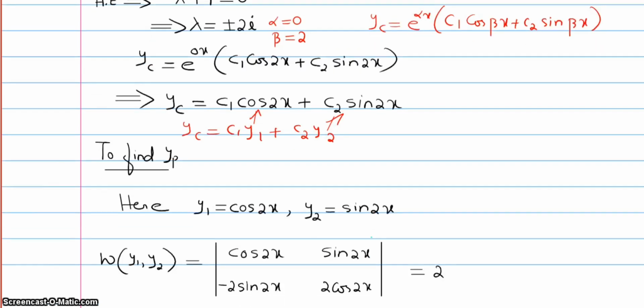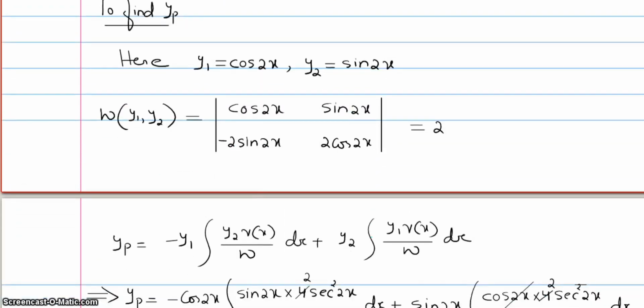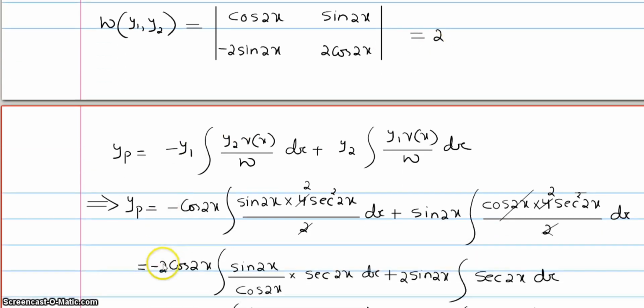Now find the Wronskian of y1 and y2 like this, replacing the first row by y1, y2 and the second row by its derivatives. Then find the determinant value of these functions. We will get it as 2. Now we need to find the particular integral using the method of variation of parameters.